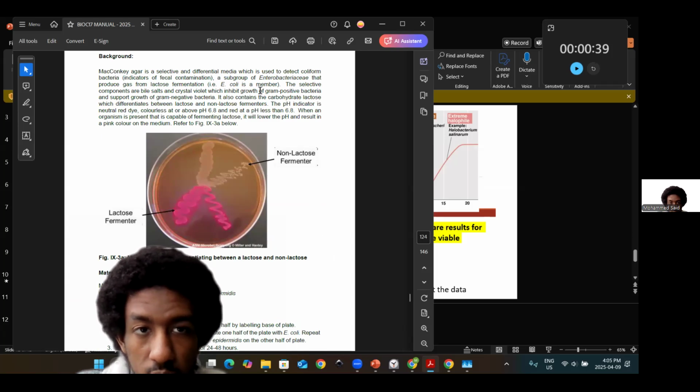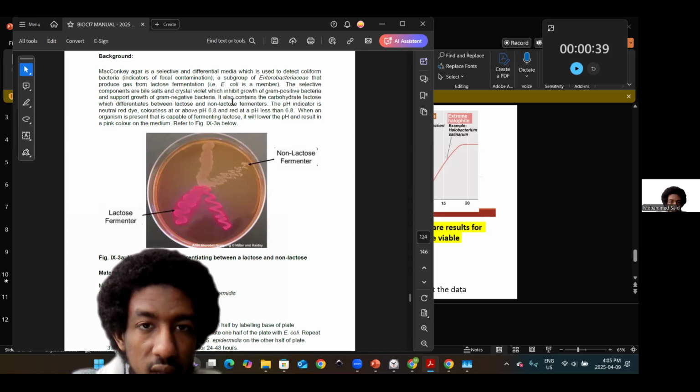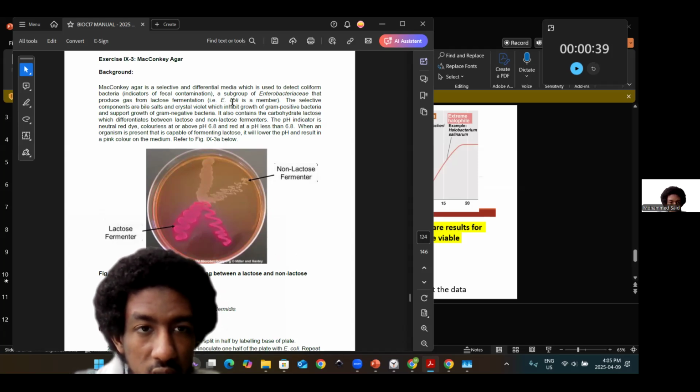And this is found, and bear in mind the different conditions. You have Enterobacteriaceae, which is one of the members, and includes E. coli. This Escherichia coli is one of its members. And the idea is that you have the different components that we mentioned: neutral red, lactose, bile salts, crystal violet. So I want you guys to understand, right?